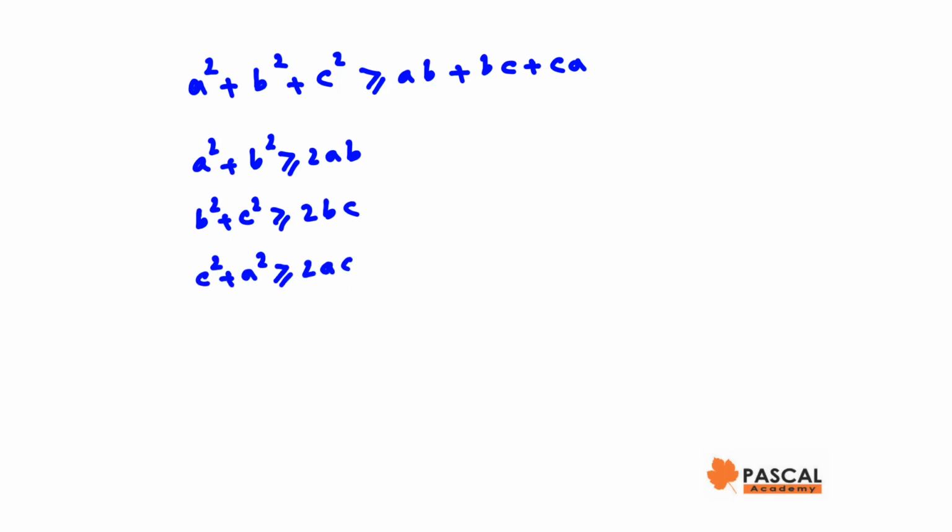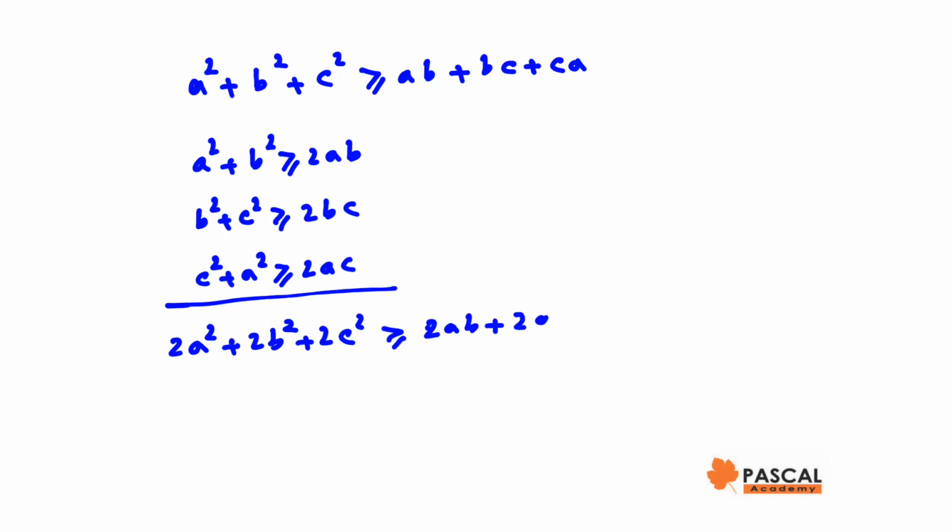equal than 2ac. If we add up these three inequalities, we have 2a^2 plus 2b^2 plus 2c^2 is greater or equal than 2ab plus 2ac plus 2bc. If we divide both sides by 2, a^2 plus b^2 plus c^2 is going to be greater or equal than ab plus bc plus ca, which is the desired inequality.